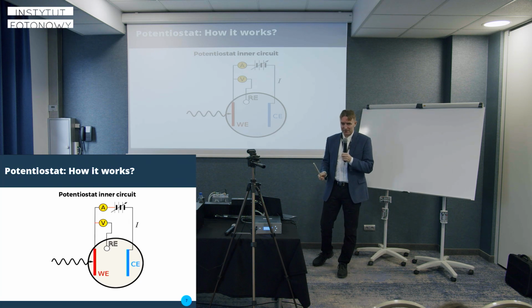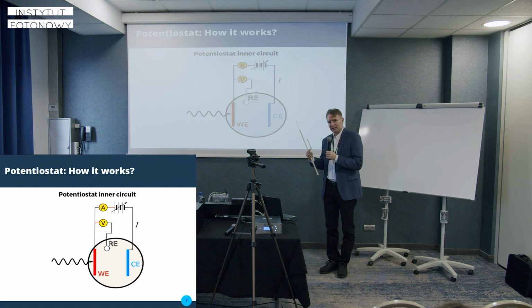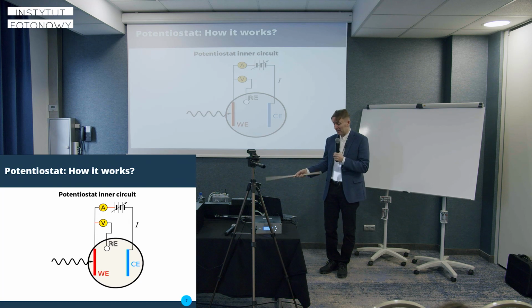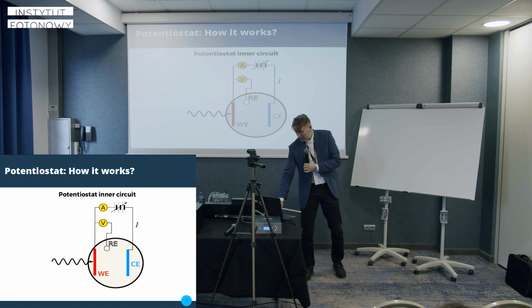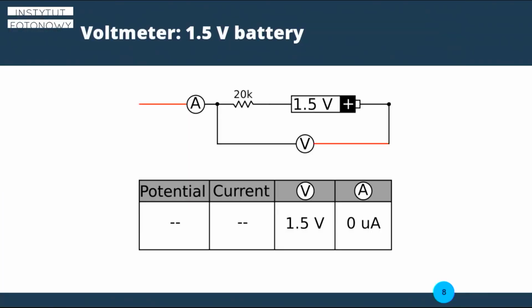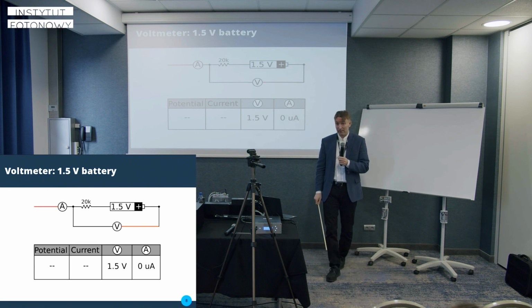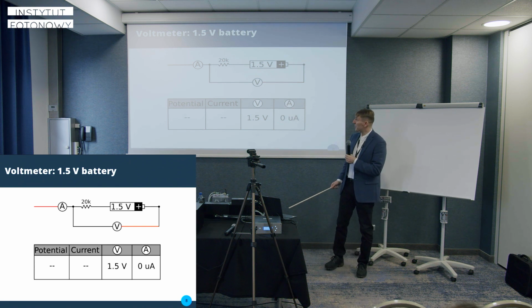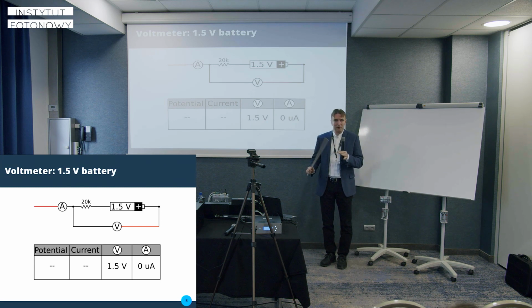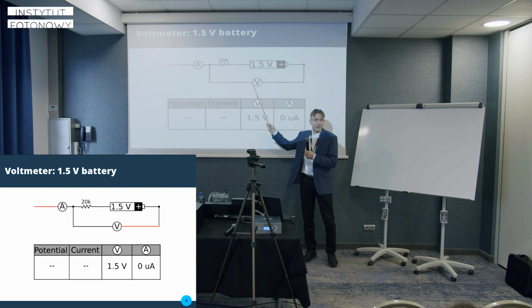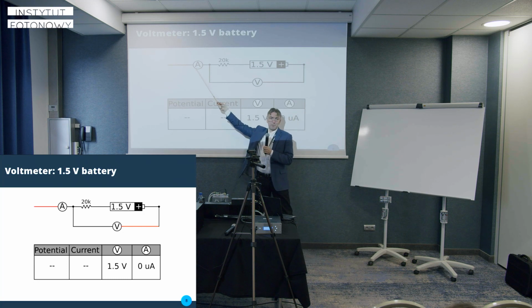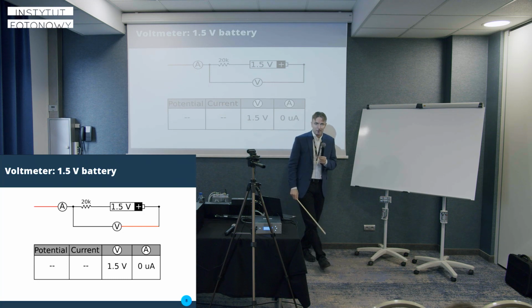There are some subtleties in potentiostat operations, and I'm gonna delve into them right now. Suppose that you would like to measure just an ordinary battery. So this is the battery, 1.5 volts. And suppose that you have additional meters. You have a voltmeter and you have the ampere meter here for current.